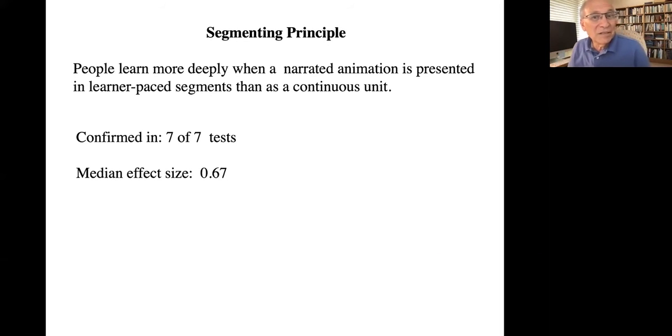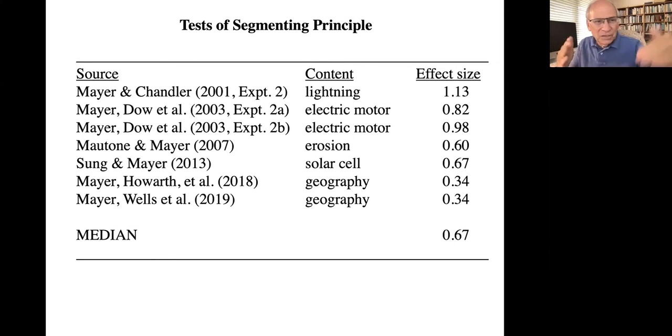In 7 out of 7 experiments we did, people did better on a transfer test when there were learner-paced segments rather than a continuous presentation. And there was a median effect size of 0.67. So this is pretty good evidence for sometimes segmenting lessons, where we as the instructor choose where to break it at conceptual places and then let the learner kind of move on. So these are some of the studies that looked at that.